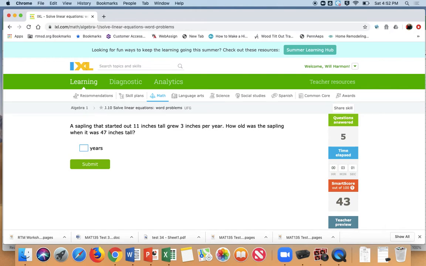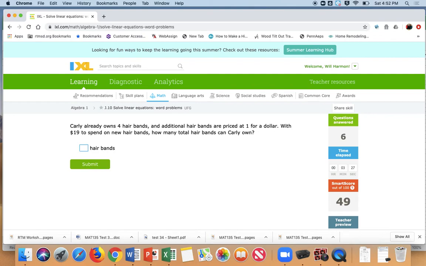A sapling that started out 11 inches tall grew 3 inches per year. How old was the sapling when it was 47 inches tall? So we're going to have to work backwards here. This is going to be a 2-step problem. So we're going to do 47 minus 11. It's going to give us 36. So that's how many inches it's grown in the years. So if we do 36 divided by 3, we're going to get 12. So it's 12 years old.